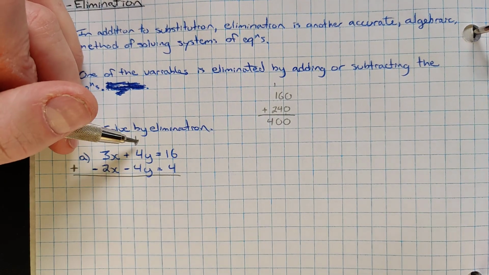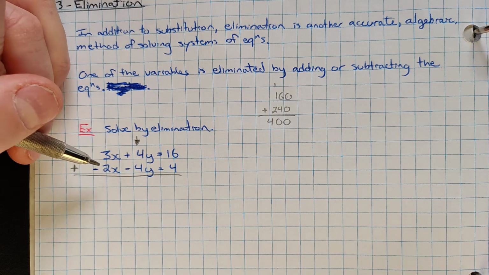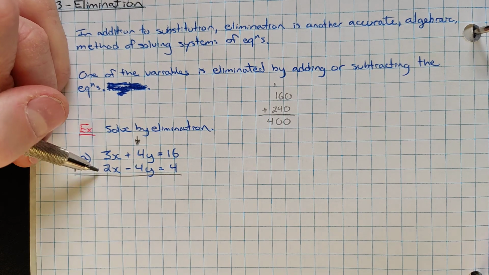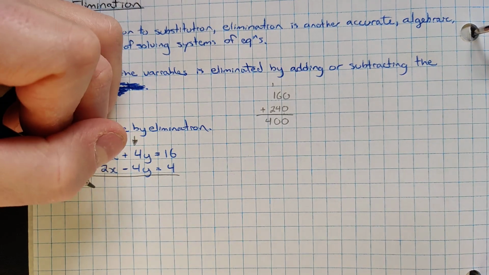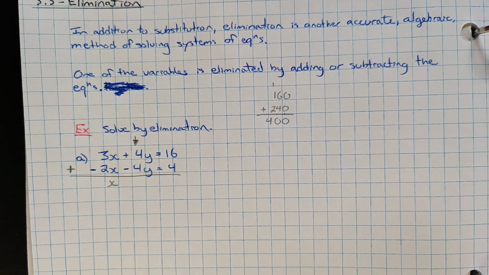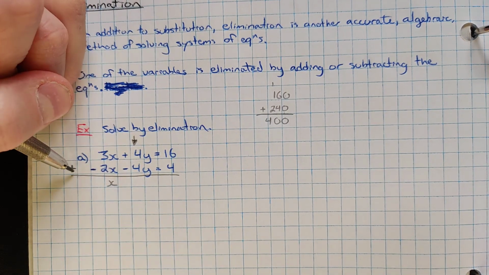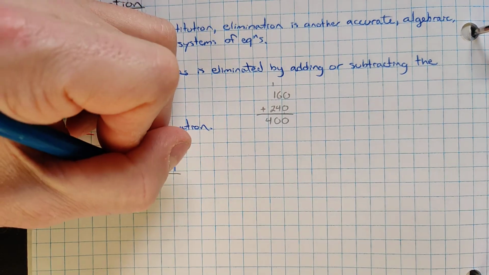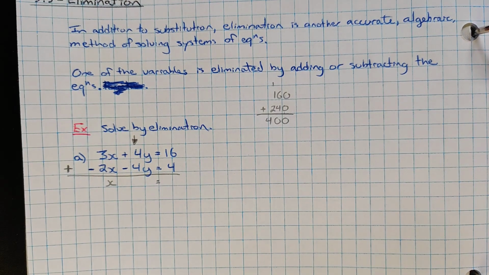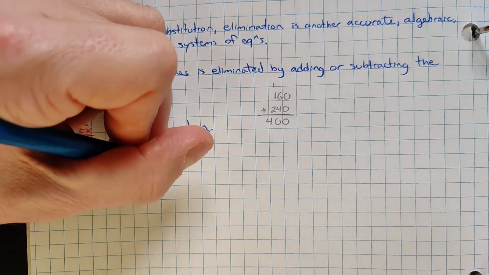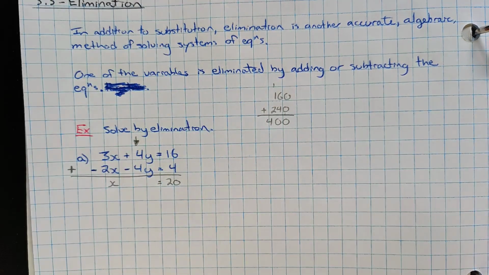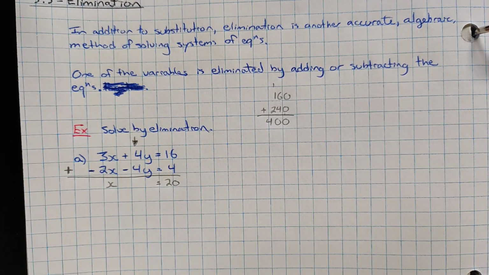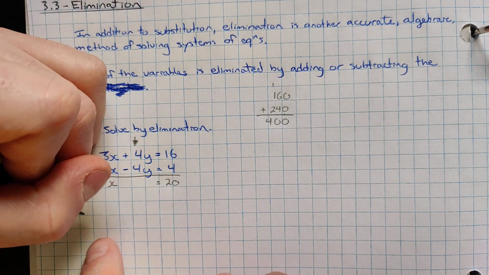Now I have 3x plus negative 2x. 3 plus negative 2, that's like 3 minus 2, and I'm going to get myself an x. Here I have the positive 4 plus the negative 4. That's going to get me 0 y's, so I'm not even going to write it in anymore. And we set it up so that would be the case. And then I have 16 plus positive 4. That's 20. So I've now found my x value. X equals 20. Now I can sub in and find my y value.